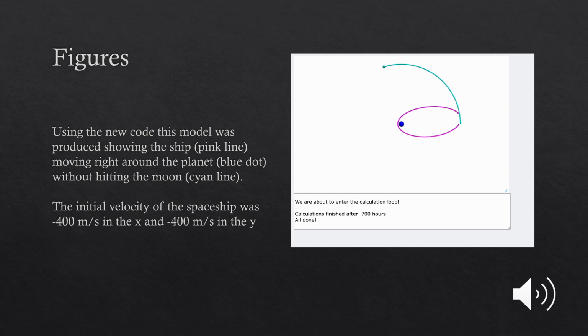Using the new code, this model was produced showing the ship, which is the pink line, moving right around the planet, which is the blue dot, without hitting the moon, which is the cyan line. The initial velocity of the spaceship was negative 400 meters per second in the x and negative 400 meters per second in the y.